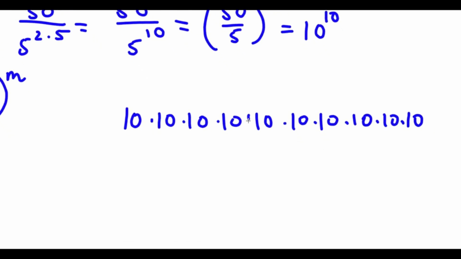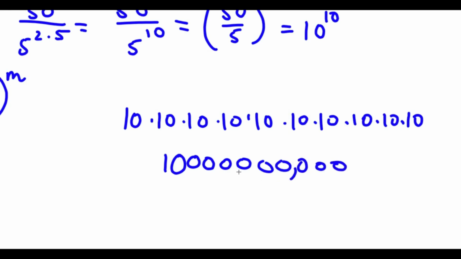Well, now we have 10 zeros here, meaning this is the same thing as 1 with 10 zeros. So I have 1 with 1, 2, 3, 4, 5, 6, 7, 8, 9, 10 zeros. So now our answer here is going to be 10 billion. So 10 billion is our answer to this problem.